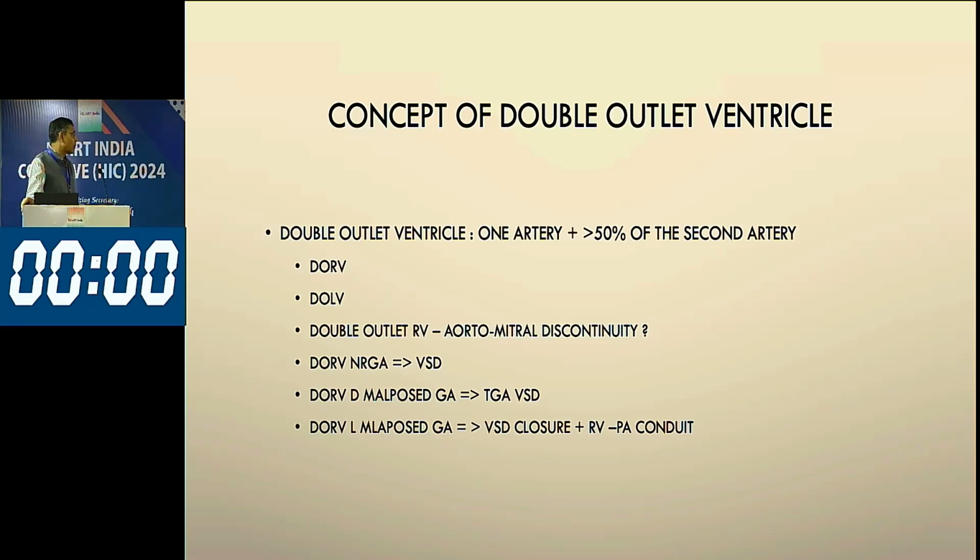You can have a double outlet right ventricle with normally related great arteries, which behaves like a ventricular septal defect. Patients are pink. All it needs is a VSD closure. DORV with d-malposed great arteries is more like transposition of the great arteries with VSD, and DORV with L-malposed great vessels will require VSD closure plus an RV to PA conduit. And that's how the management changes with just a different orientation of the blood vessels.